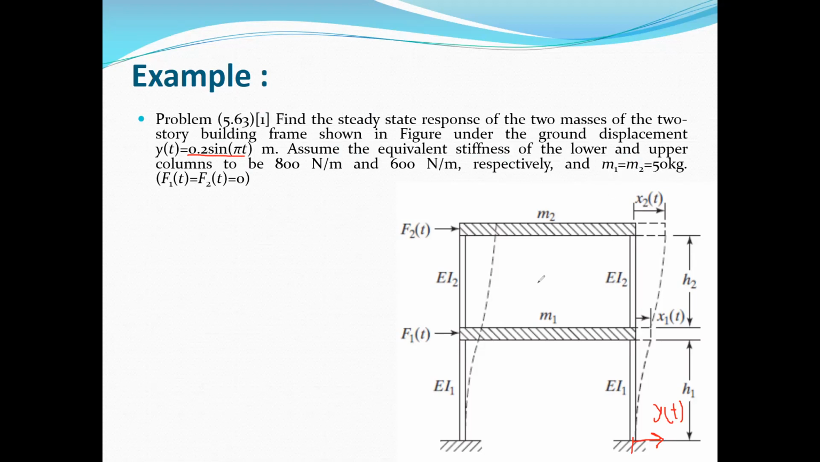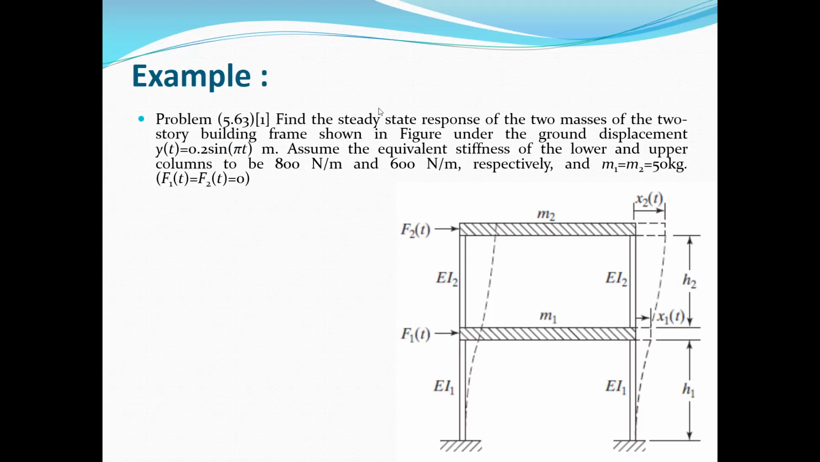You can find the response using the previous method. I mean, without the Laplace transform, you can easily find the response of this system because y(t) is harmonic with frequency pi. So you can consider the response exactly like this: x_i, of course it should be a lowercase x, x_i equals X_i sine pi t, and then you can substitute and find this amplitude for x1 and x2, using the previous method. But here we want to use the Laplace transform.